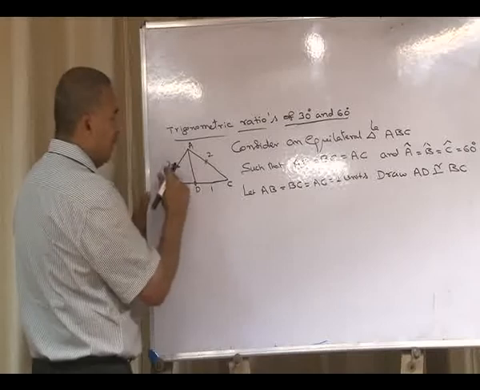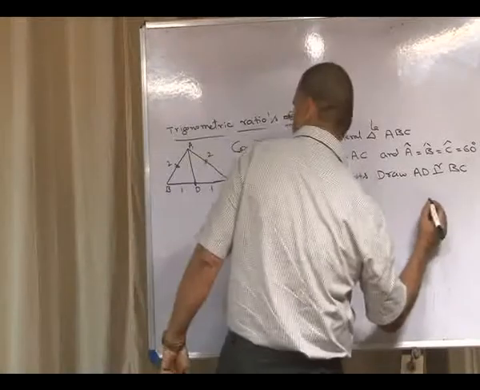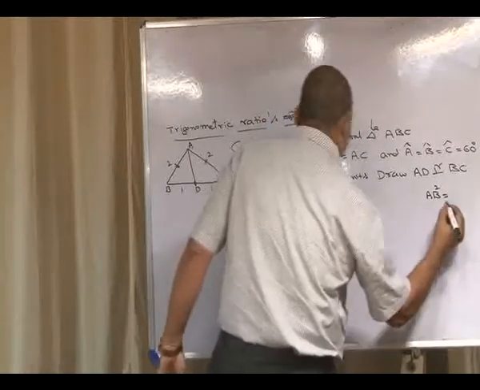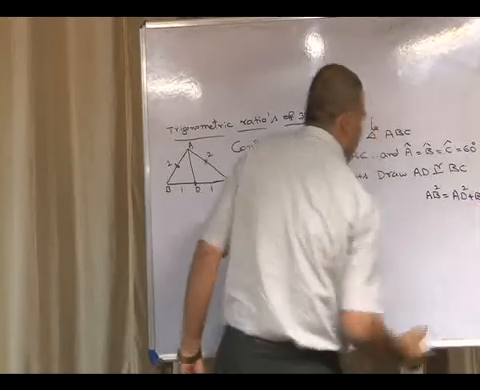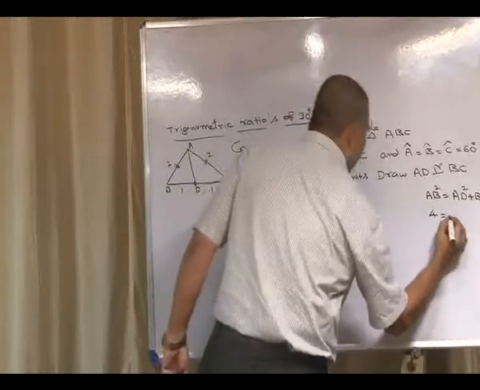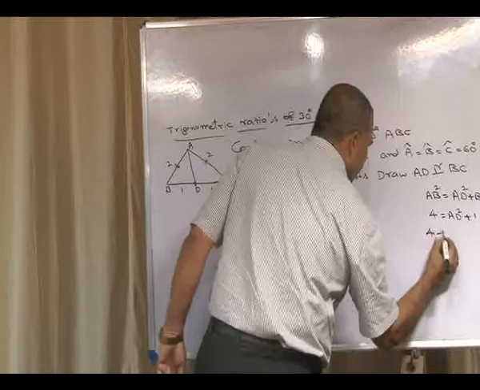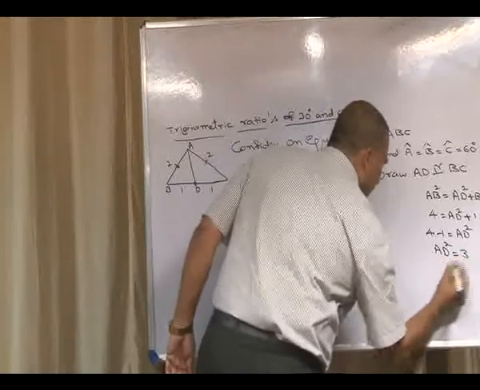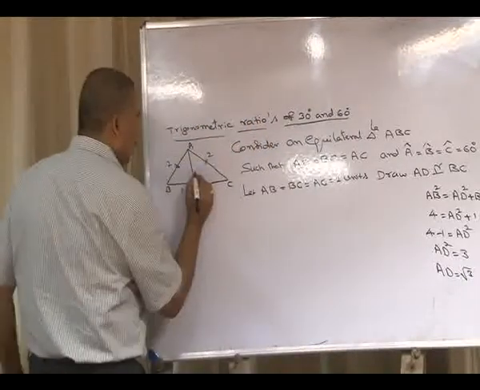By using the Pythagoras theorem to find the value of AD, in triangle ABD, AB square is equal to AD square plus BD square. AB square is 4, that is equal to AD square plus BD square, which is 1 square, 1. So 4 minus 1 is equal to AD square, that is AD square equals 3, AD is equal to root 3. Here AD is root 3.